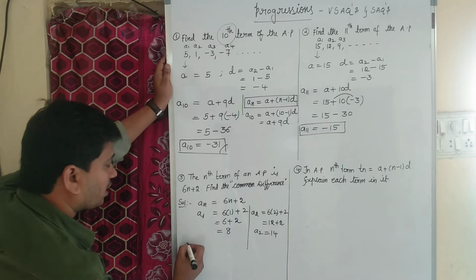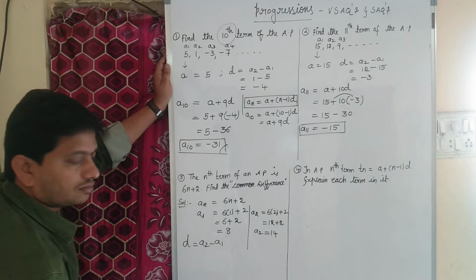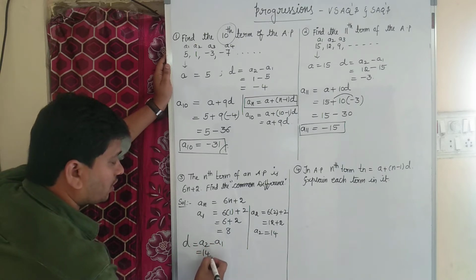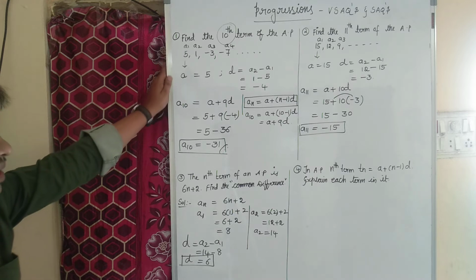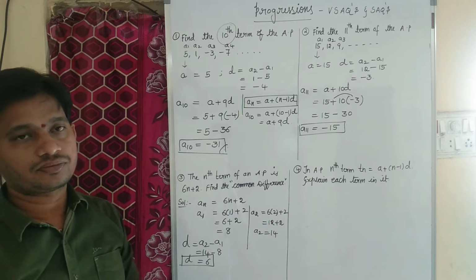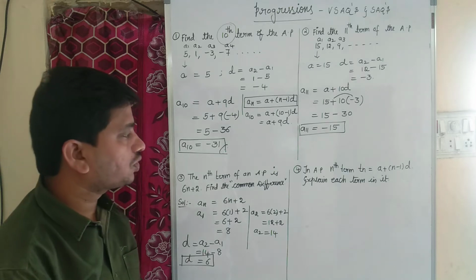As they are asking to find the common difference, d equal to a2 minus a1. The value of a2 is 14 minus 8. So 14 minus 8, how much, children? Which is equal to 6. So common difference equal to 6. Is it clear? Now coming to fourth question.